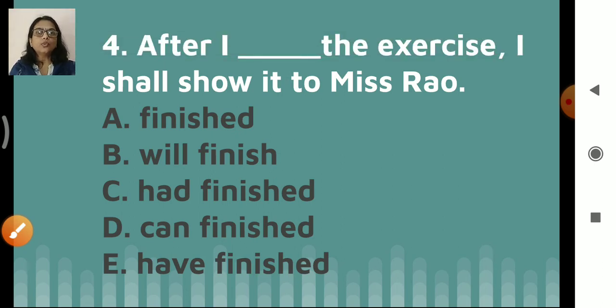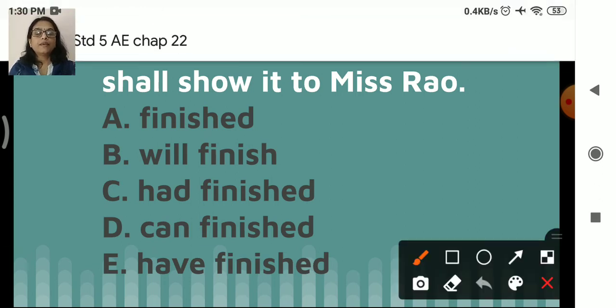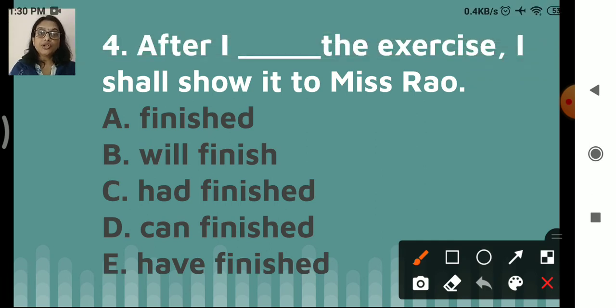Now the fourth one. After I dash the exercise, I shall show it to Miss Rao. Yes, now the options are finished, will finished, had finished, can finished and have finished. And the correct answer is option C, had finished. After I had finished the exercise, I shall show it to Miss Rao.